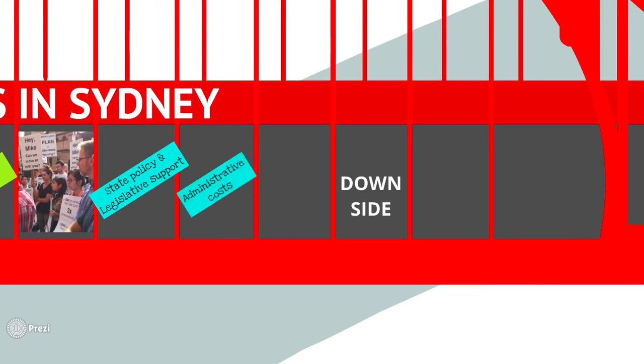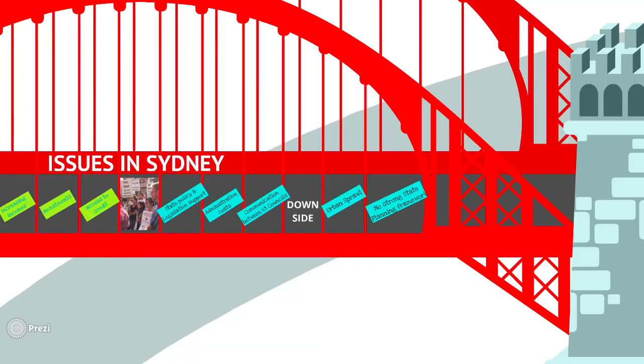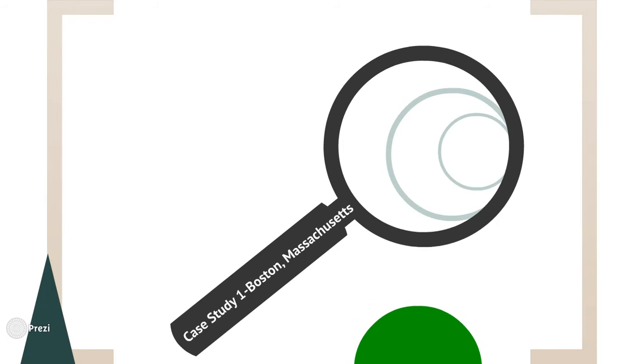The downside of Sydney's planning are lack of strict state policies or legislative support from the federal government. Administrative costs while negotiating on cases are high. Insufficient communication between the 43 councils. Urban sprawl. No strong state planning framework to support affordable housing was a significant limitation. However, Sydney has a few plans to address these issues in its affordable housing in its Sydney 2030 plan.